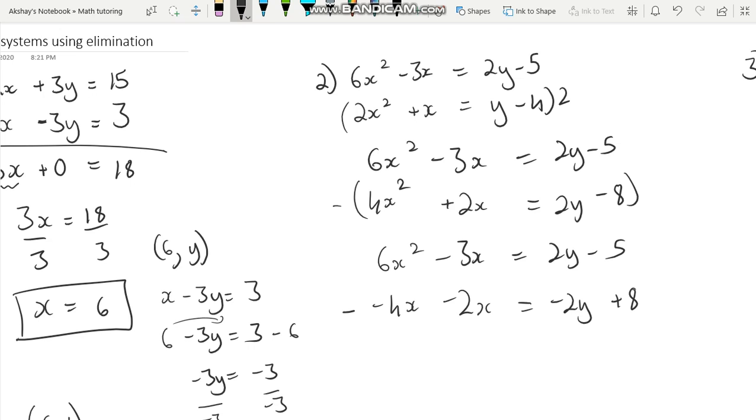So when I add both my equations together, I get 6x squared minus 4x squared, which gives me 2x squared. Negative 3x minus 2x gives me negative 5x, plus 2y minus 2y is 0, and negative 5 plus 8 gives me 3.